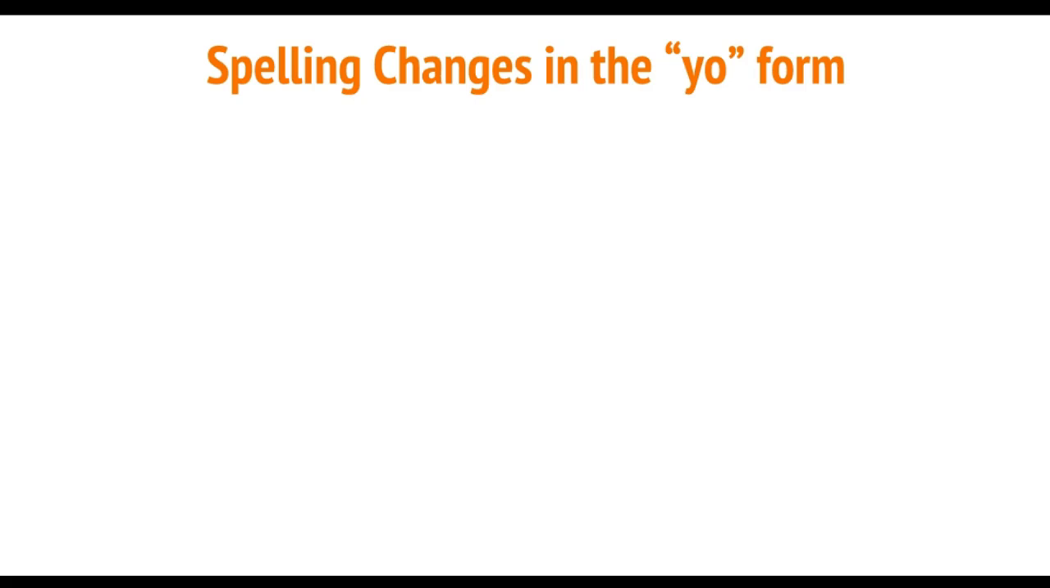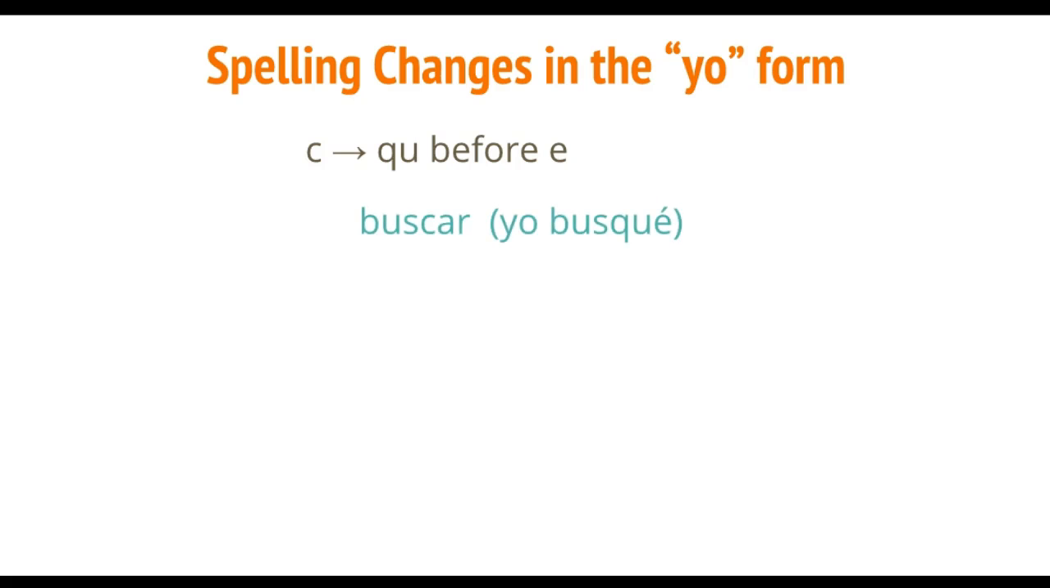When you're conjugating in the yo form in the preterite tense, there are a couple of spelling changes that occur every once in a while. They're not that common, but they're important to know. If you have a verb that ends in CAR, you're going to change the C to a QU before the E. So an example would be the verb buscar. If I want to say I searched, I would say yo busqué.